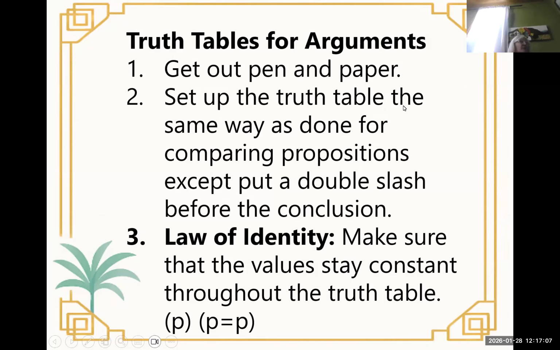You're going to set up the truth table the same way as you do for comparing propositions, except you're going to put a double slash to indicate the conclusion and a single slash to separate premises. The law of identity still applies, so make sure that the values stay constant throughout the truth table. So if you assign a value to a variable on a row, wherever that variable pops up later, you're going to assign the same value on that row.